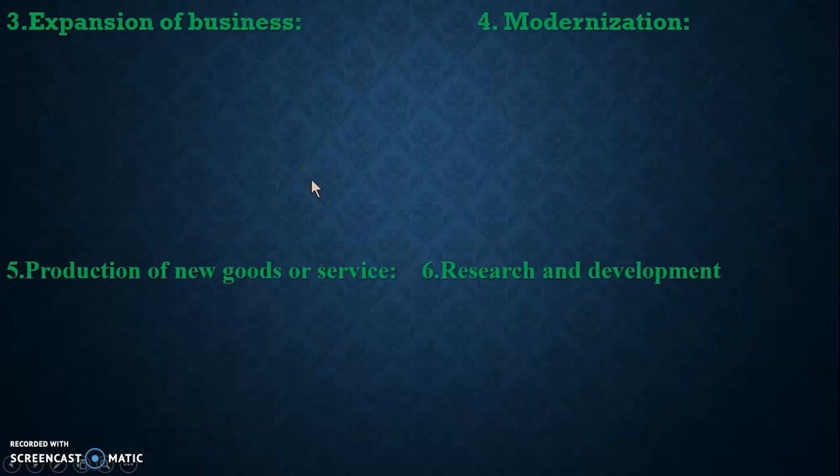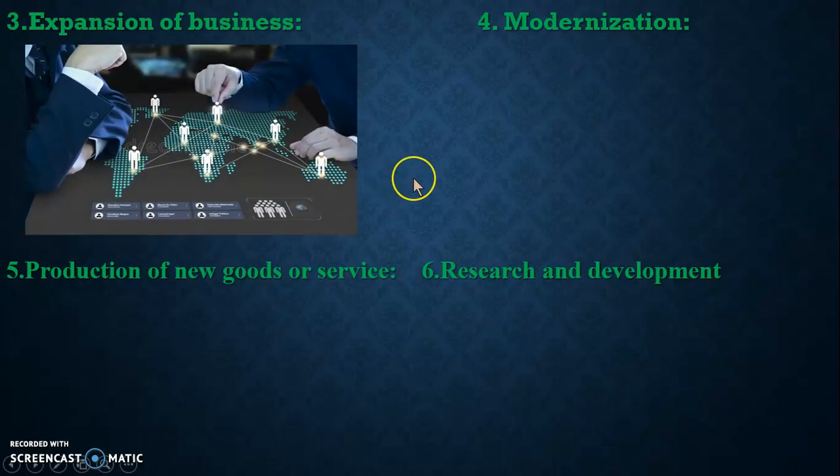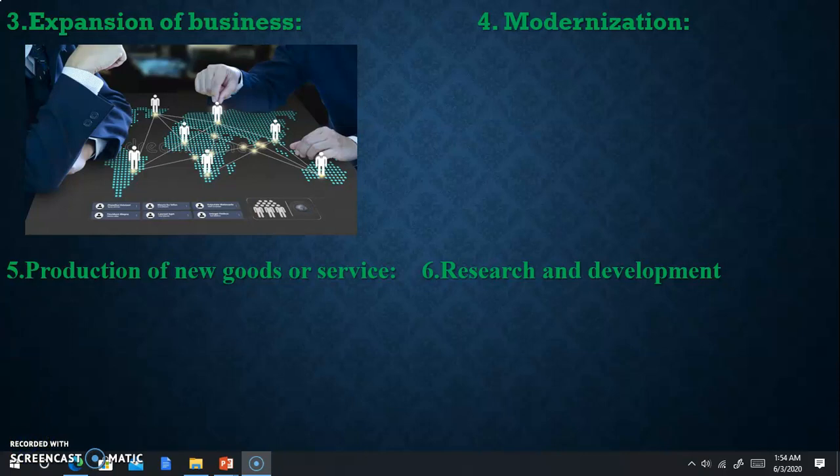Number 3, expansion of business. A firm expands its business area and creates a new products market all over the world with the goal of wealth maximization. We know a firm's ultimate goal is wealth maximization. This is the process of wealth maximization. A firm opens new branches in many areas at home and abroad to expand its business.